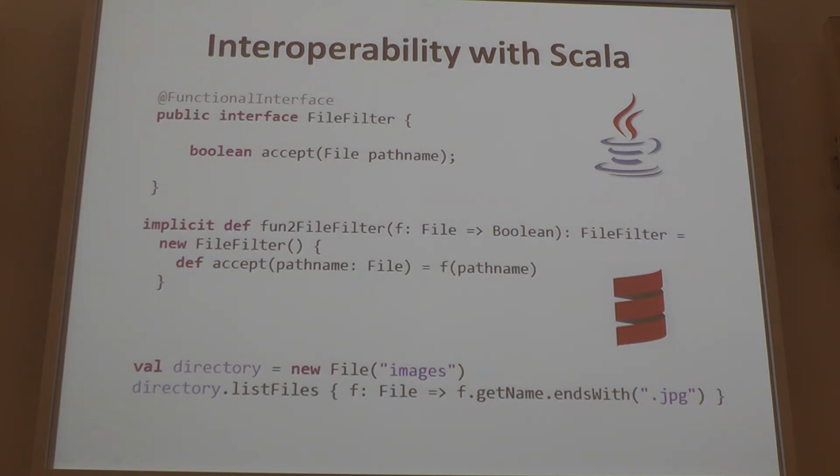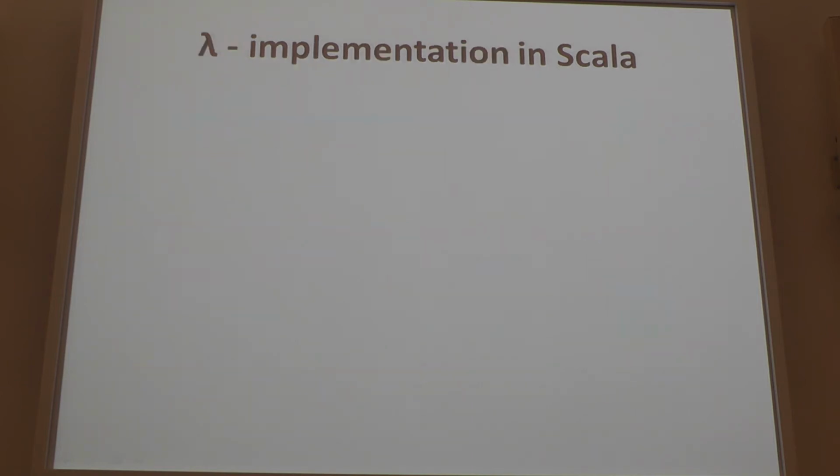And what goes on behind the scenes is that the Scala compiler will see that here we need a FileFilter, and it will look for implicit conversions, and it will convert this function to a FileFilter, and the method gets invoked with this instance of FileFilter. So really nothing has changed. So this presentation is called Java 8 Under the Hood. So let's go a little deeper.